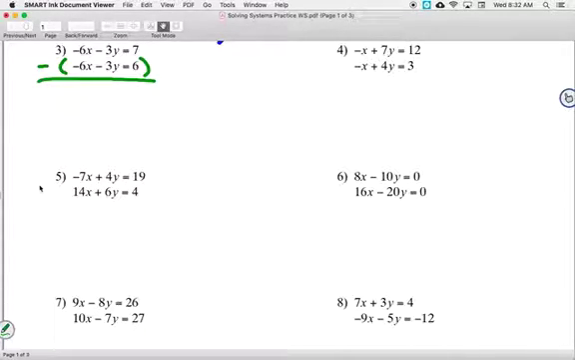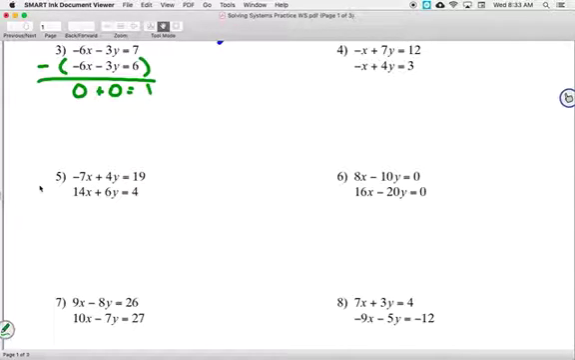Okay? And when I do that, negative 6x minus negative 6x is 0, right? Well, what's negative 3y minus negative 3y? 0. Also 0. And what is 7 minus 6? 1. What do we see that is a problem here? You have 2 zeros in it. Is 0 equal to 1? No, 0 is not equal to 1, so what do we say? No solution. There is no solution.